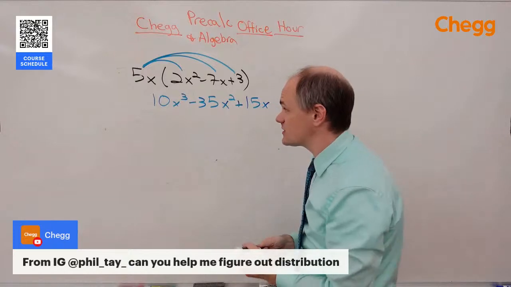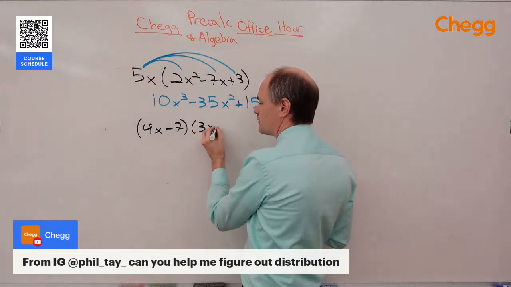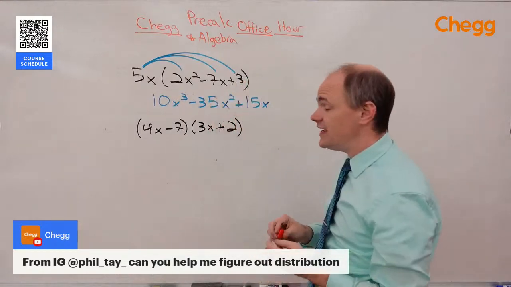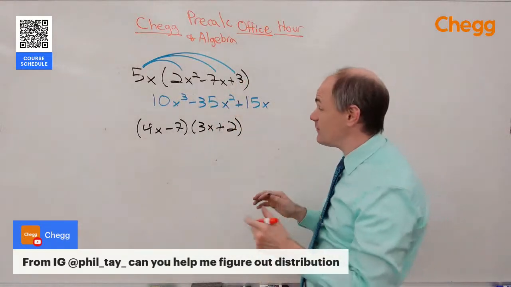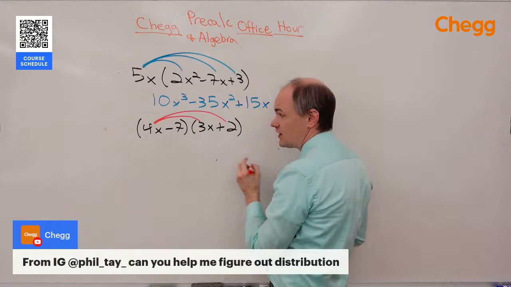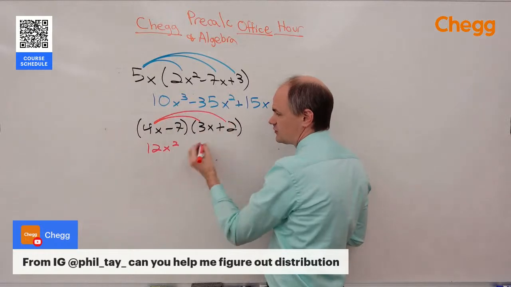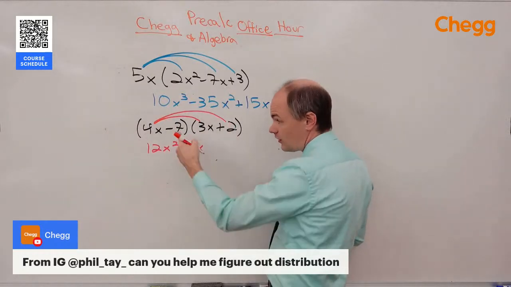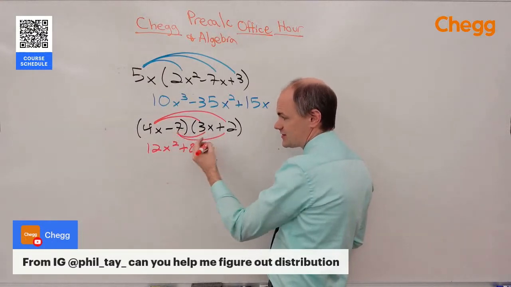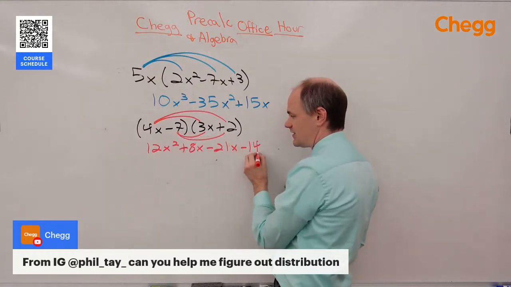Now, there's no reason that it just has to be one thing, though. I might have something like 4x minus 7 times 3x plus 2. And I can do the distributing here as well, exactly the same way. We're going to take this 4x and it's going to distribute onto both parts past the parentheses. 4x times 3x is 12x squared. 4x times 2 is 8x. But we're also going to take this -7 and it's going to distribute onto both parts. -7 times 3x is -21x. -7 times 2 is -14.